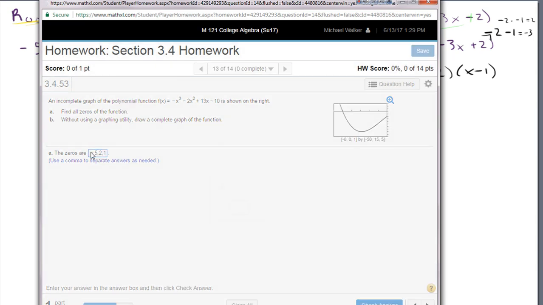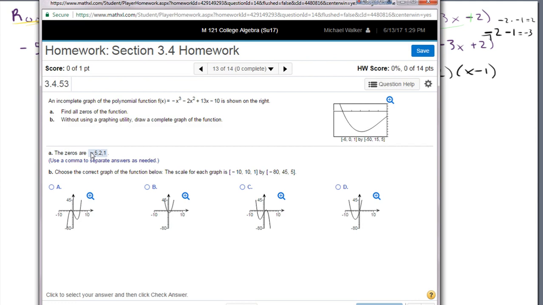Great, we've got our roots. Now we have to choose the correct graph below. And the important thing to note here is it's going to cross the x-axis 3 times. So B and D are just straight out. They will not work. So it's between A and C.